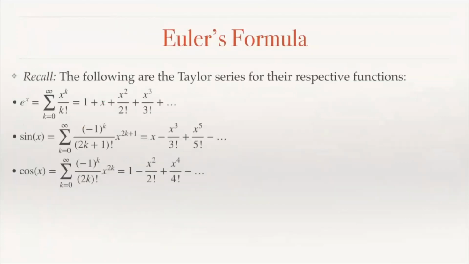To answer this, we'll need to recall the Taylor series for e to the x, sine x, and cosine x. These should look familiar. And looking at these, there seems to almost be a relation. Like, the sine x parts look like every other term of e to the x, except with these minus signs occurring every other term. Similarly, the cosine x looks like also every other term of e to the x, except with these negative signs.